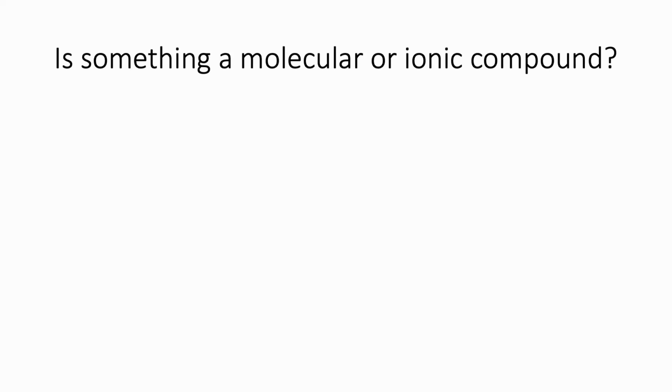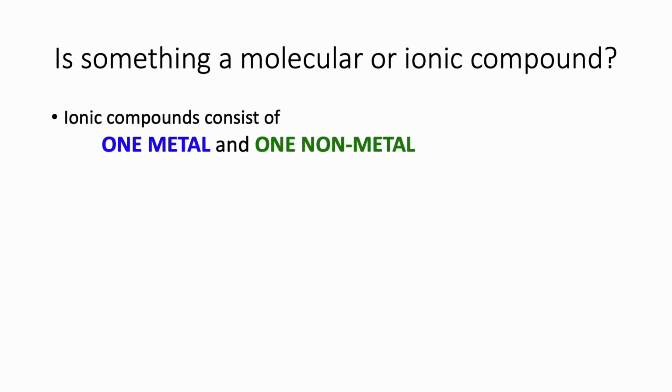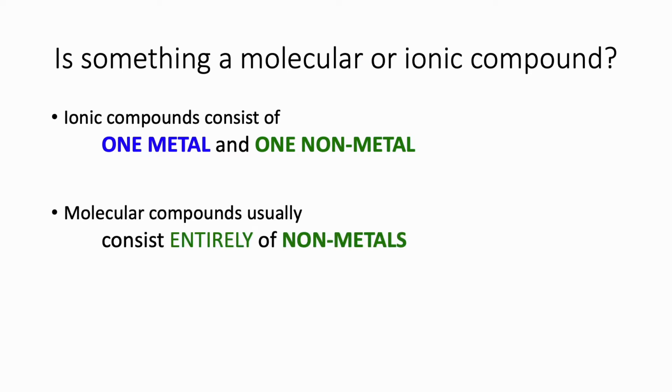So when you look at a chemical formula, how would you know if it's a formula for a molecular or an ionic compound? If it's an ionic compound, it's going to consist of one metal and one nonmetal. By contrast, molecular compounds usually consist entirely of nonmetals. There are sometimes when you might have 1 or 2 metals incorporated into a very, very large structure of nonmetals, but generally speaking, the majority, if not all, of the elements in a molecular compound will be nonmetals.